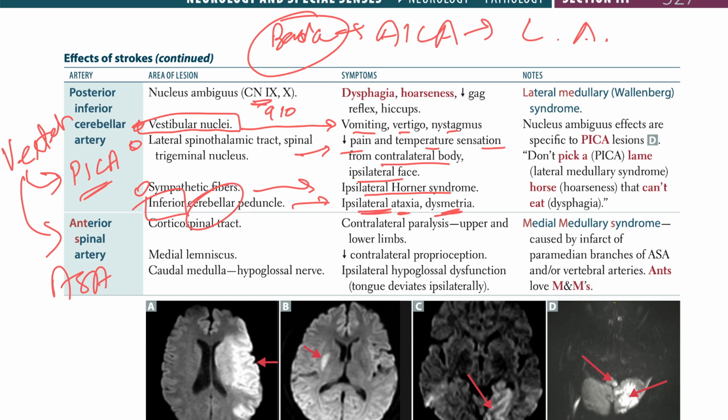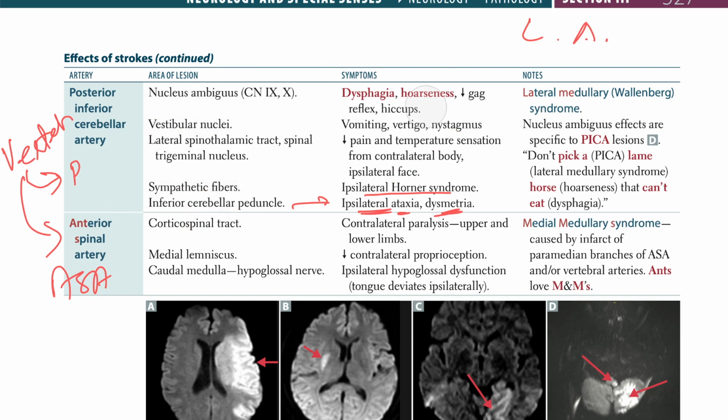ataxia, dysmetria. What you do not see here is the inner ear. What you see extra here is going to be nucleus ambiguus, giving rise to your dysphagia, hoarseness, and decreased gag reflex and hiccups, right? And here, the whole syndrome would not be called the same as before, but it's called lateral medullary Wallenberg syndrome.